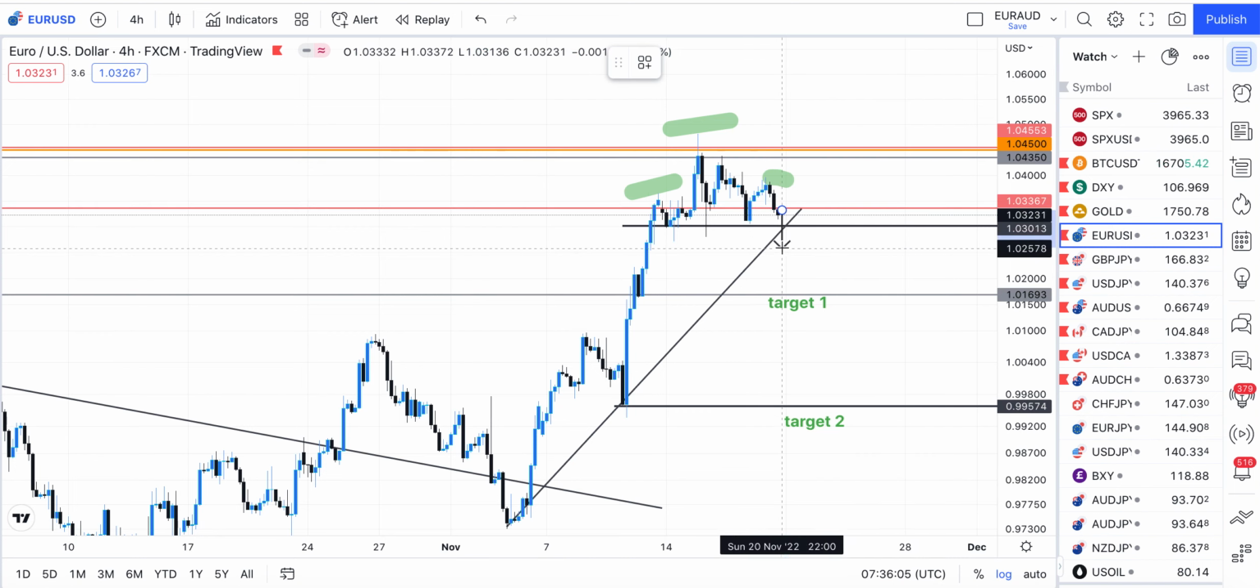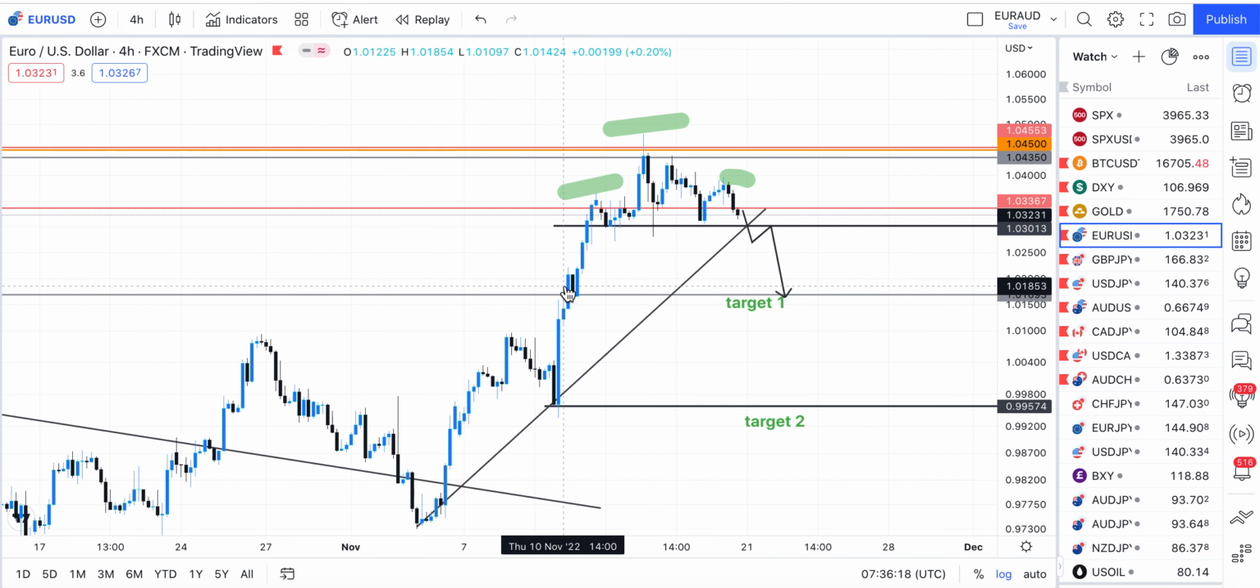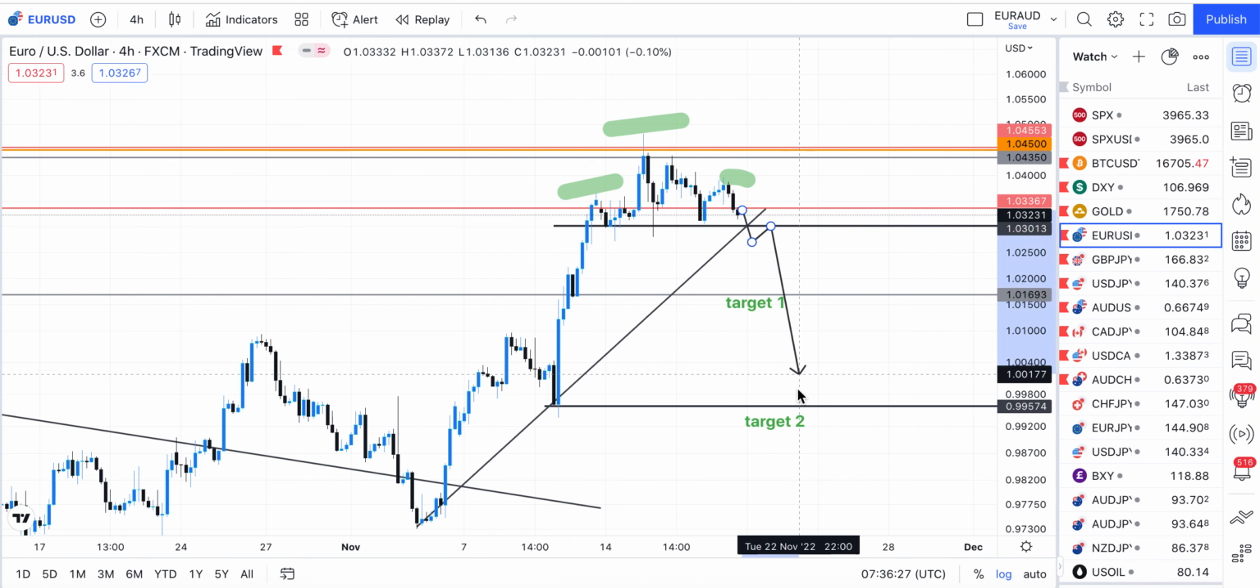So if you see a break of this, then we might see the first target at this particular demand level. So this is the demand level. It might tap to this particular demand level at this particular area at 1.01693. So if you break through this particular level, then this is my second target.